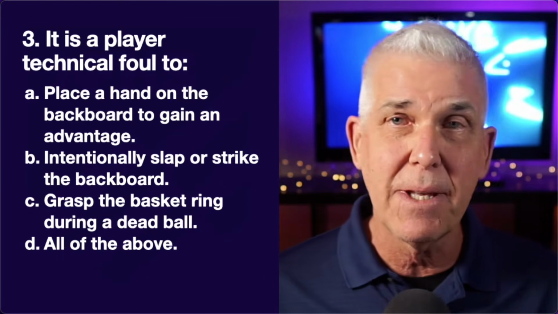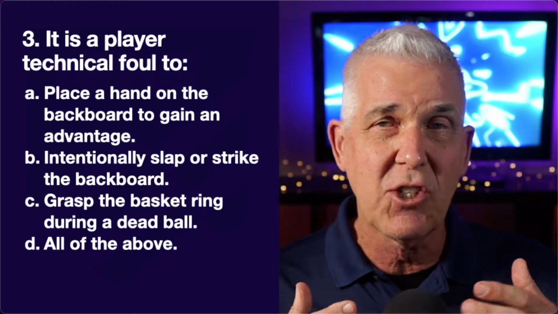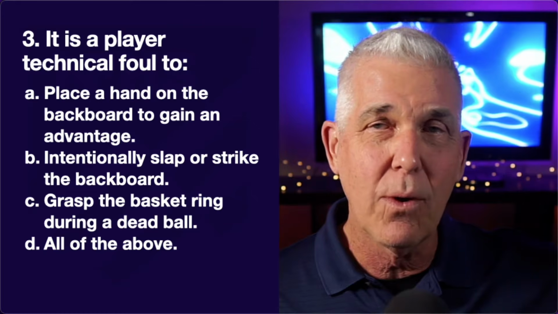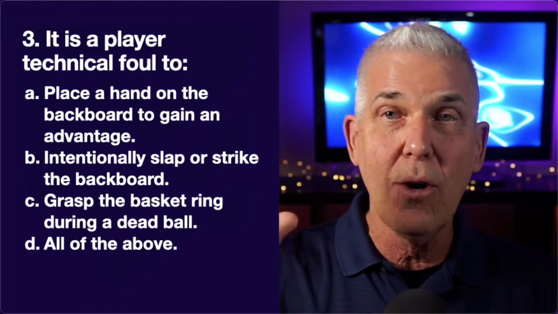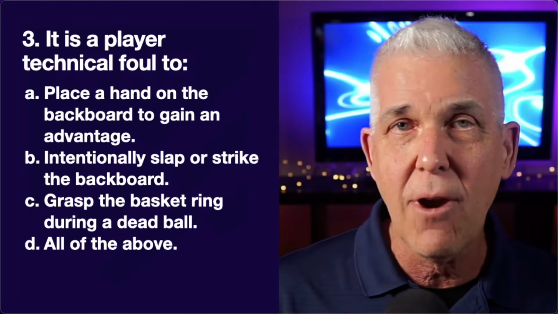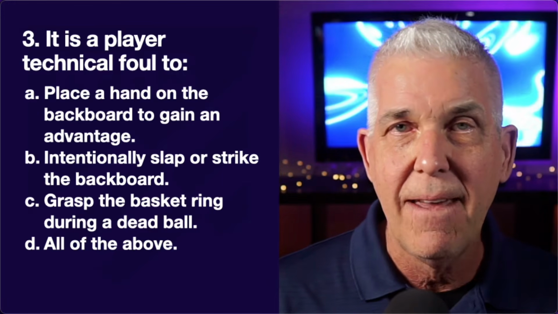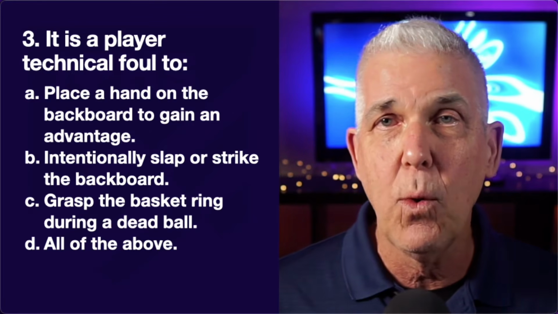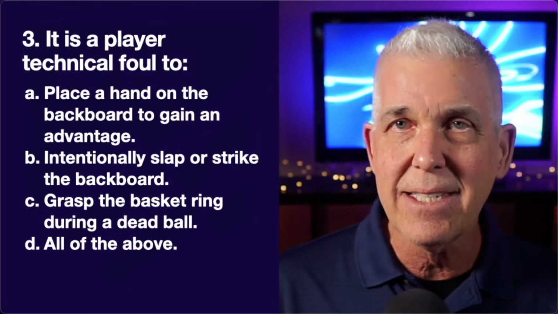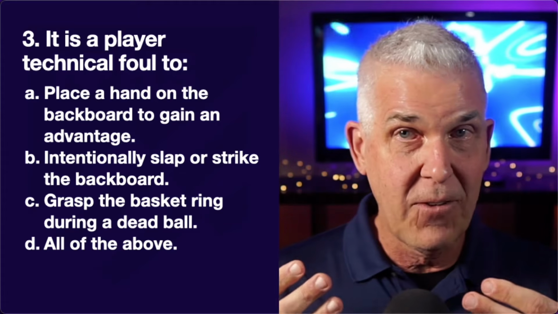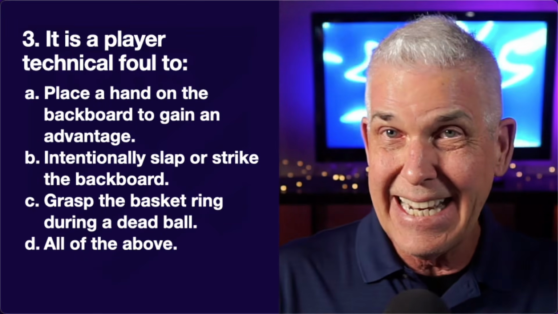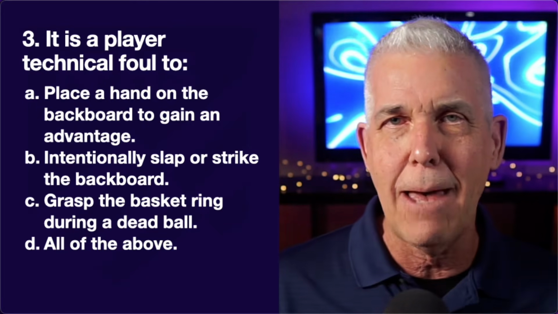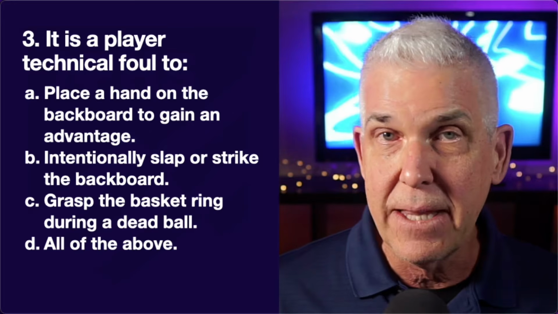Hard to think of this situation, but let's say a player jumps to attempt to block a shot, is short of where they need to be, puts a hand on the backboard to push themselves towards the player attempting the try in an effort to block their shot. That is illegal. To intentionally slap or strike the backboard in and of itself is a player technical foul. If in the judgment of the official that is in an attempt to block the shot, it is no longer intentionally slapping or striking, and that would be legal.